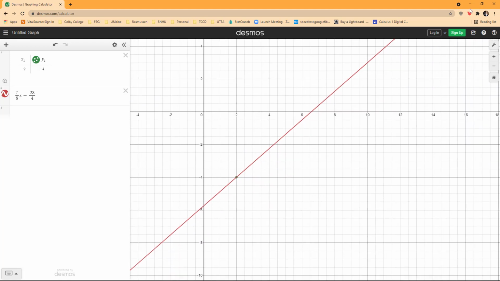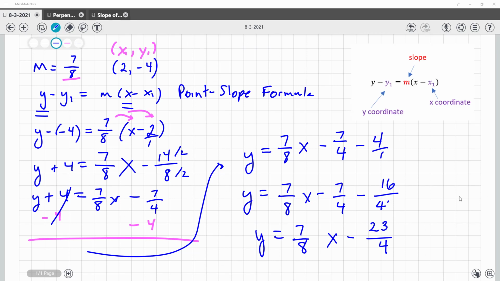I can see that it looks pretty good with my results that I came up with because it does match the actual graph.